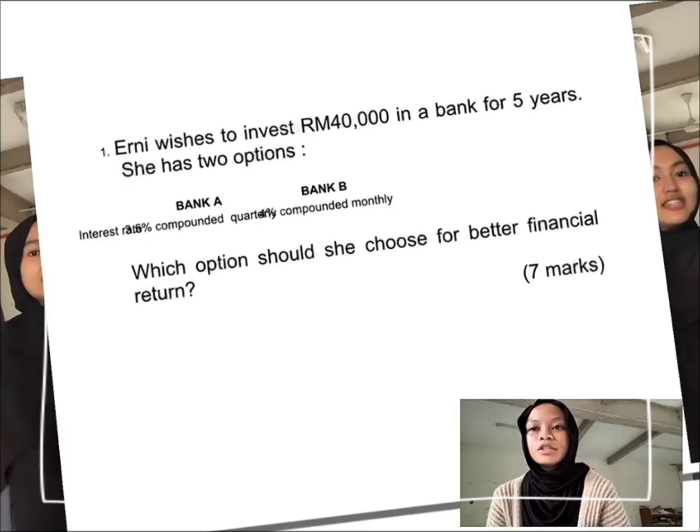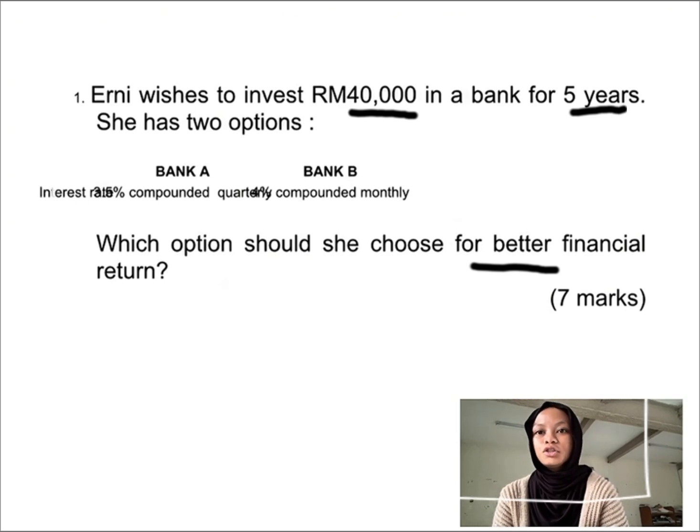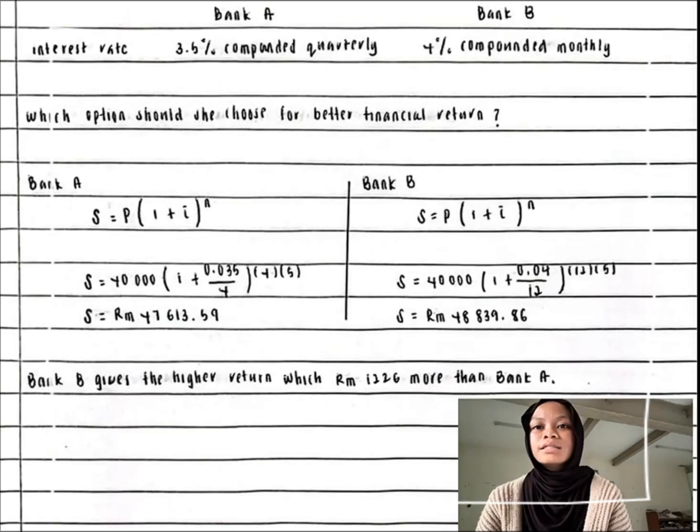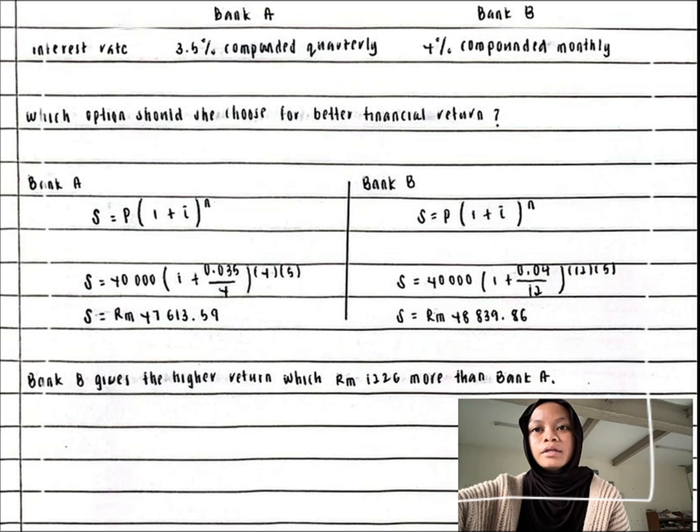2025464146. Question 1. Annie wishes to invest 40,000 in a bank for 5 years. She has two options. Bank A, 3.5% compounded quarterly. Bank B, 4% compounded monthly. Which option should she choose for better financial return? Our task is to determine which bank provides a better financial return. We use the compound interest formula, S equals P, 1 plus I, to the power of N.